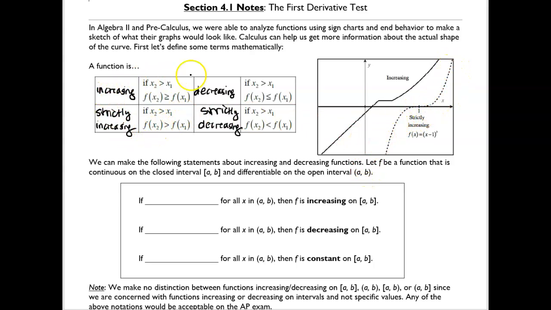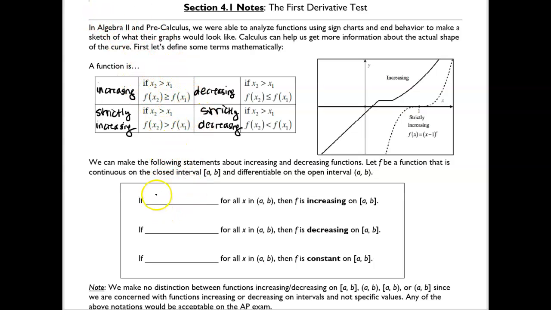And so what we want to connect this to is those were pre-calculus or algebra definitions. We want to start thinking about what this means in terms of calculus. So if my function is increasing, that means I have a positive slope. And so in calculus, if we have a positive slope, then that means our derivative is positive.